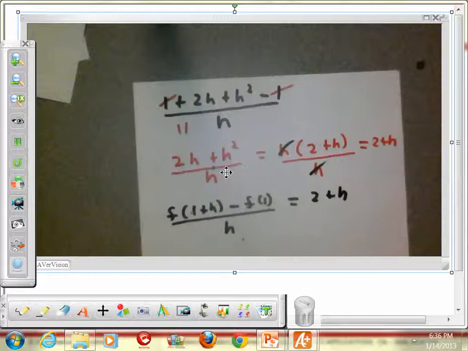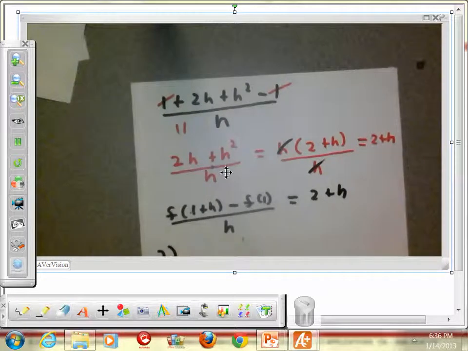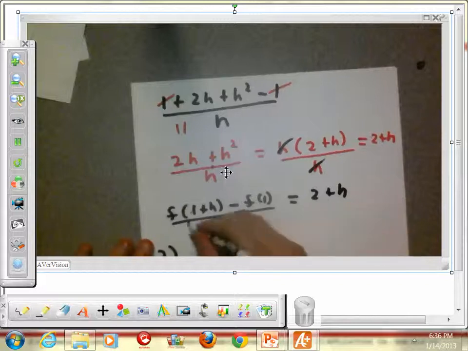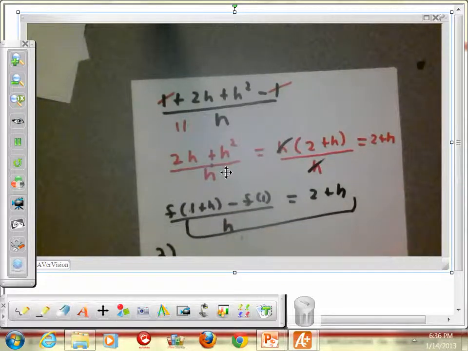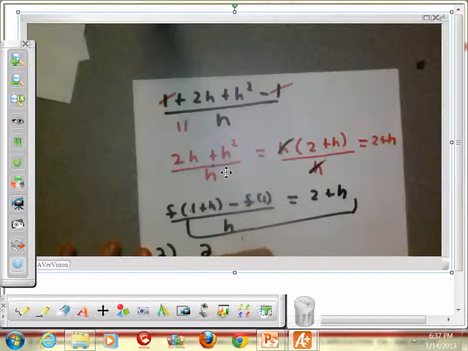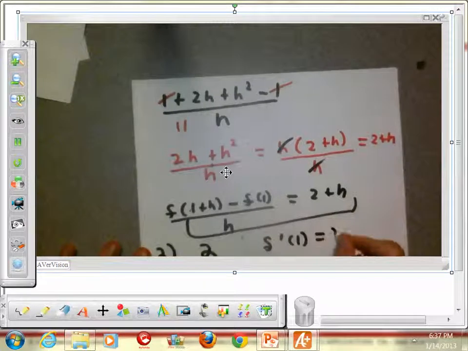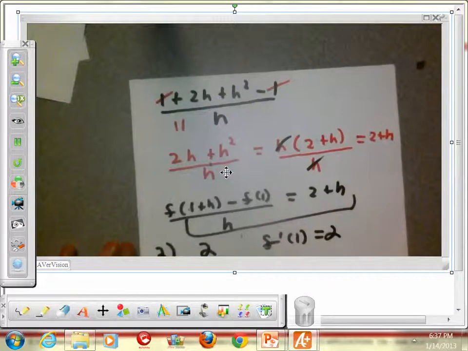Step 2 now is to let h go to 0. What happens in this expression over here as I let h go to 0? Can someone tell me what happens if h equals 0? What is 2 plus h if h equals 0? 2, right? So as h goes to 0, this expression here is getting closer to 2. And we're going to say f prime of 1 is equal to 2. The derivative of the curve at that point is 2.